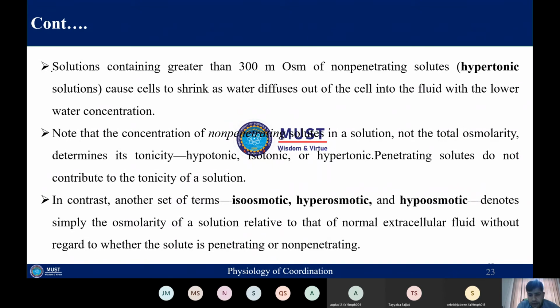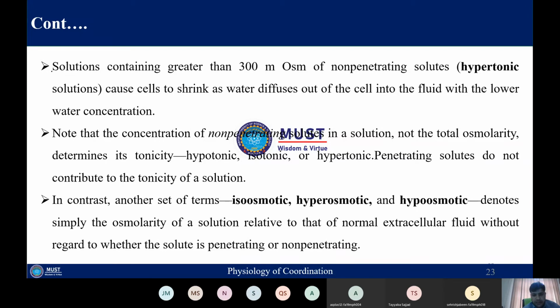And in case of hypertonic, if we have a solute concentration higher than 300 milliosmolar, it means the water from inside of the cell will move outside to dilute the solute concentration present on the extracellular side. It means the cell will shrink. So this will be called hypertonic.